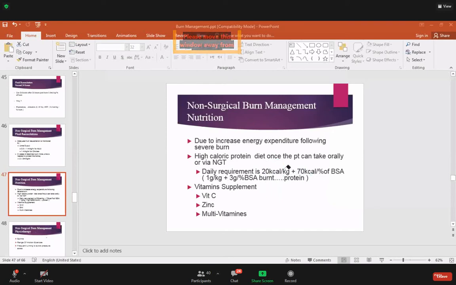If a patient is receiving 20 kilocalories of the non-protein calories, you have to give him 1 gram per kg protein also. And this patient should receive 70 gram protein diet. But with that, you have to add the body surface area burnt protein also. How much will these be? 3 into 30, almost 90. So 90 and 70, around 150 or 160. 160 gram proteins you have to give daily to this patient. Understand?